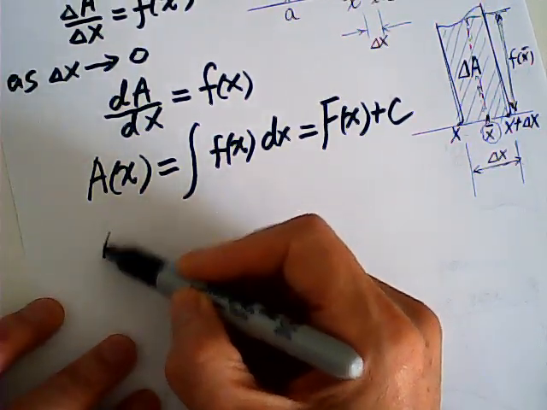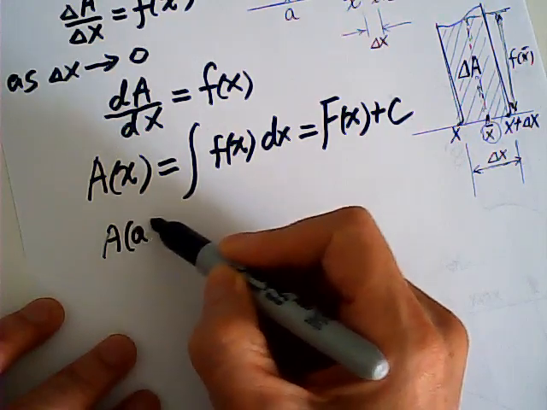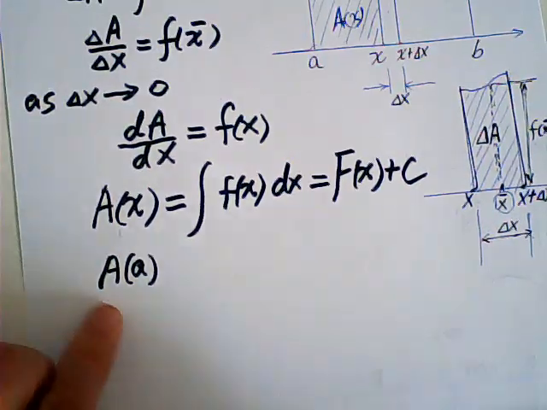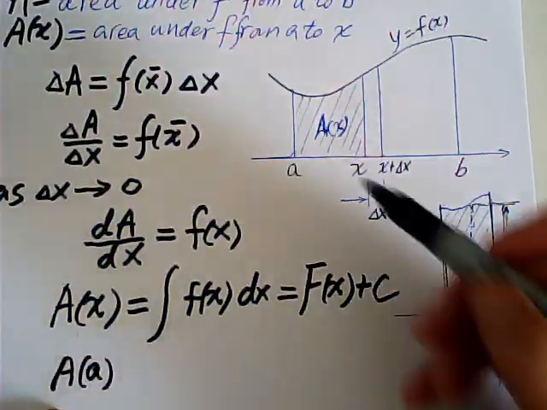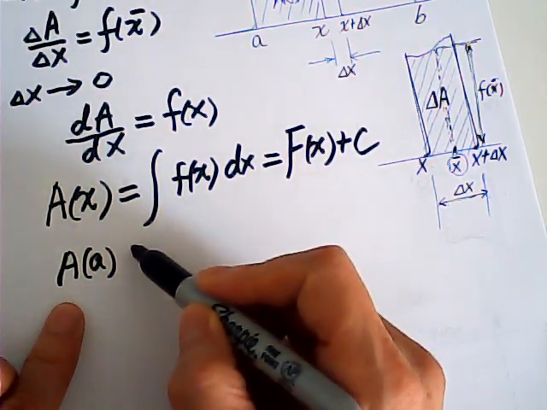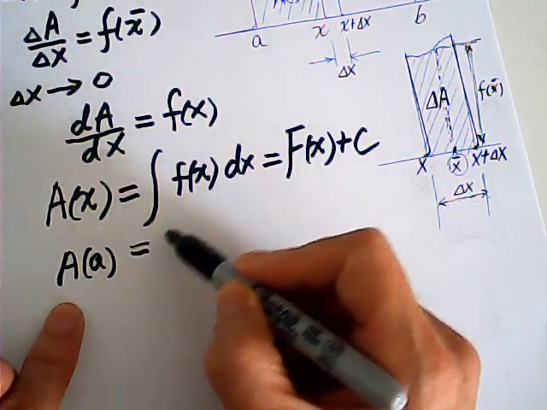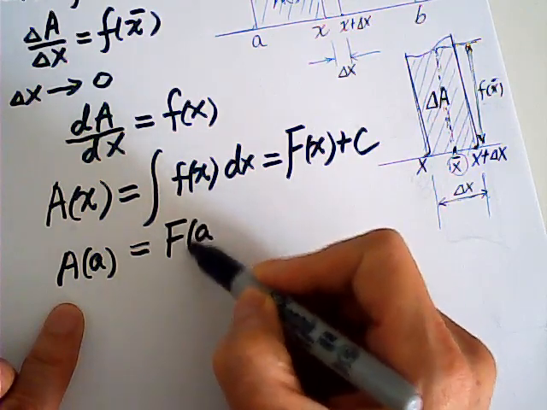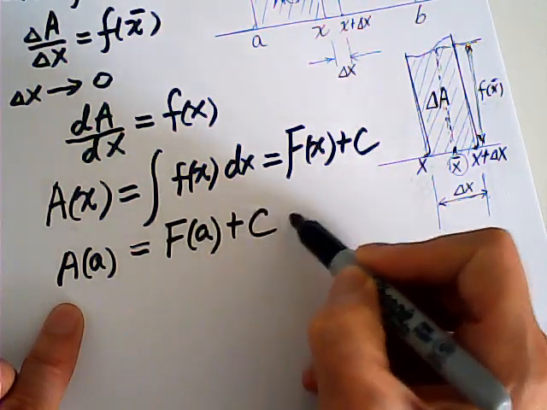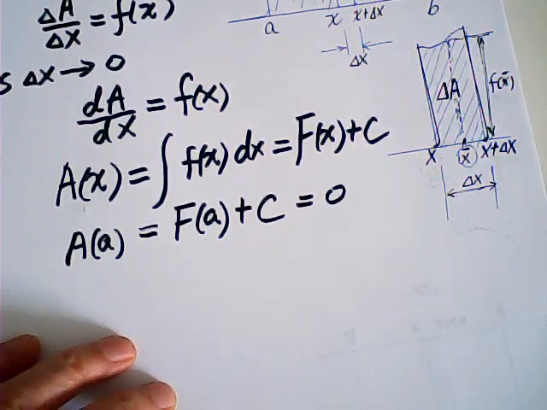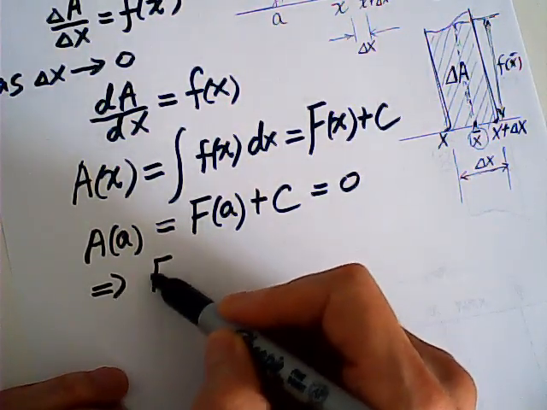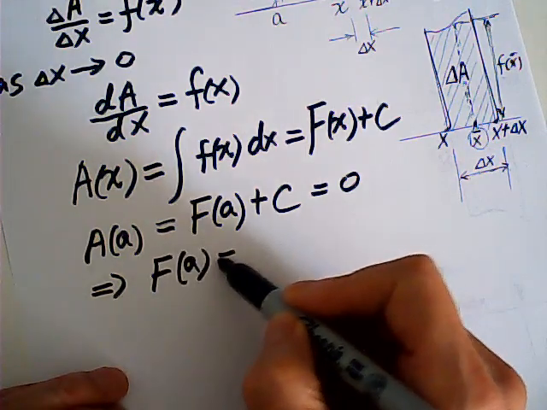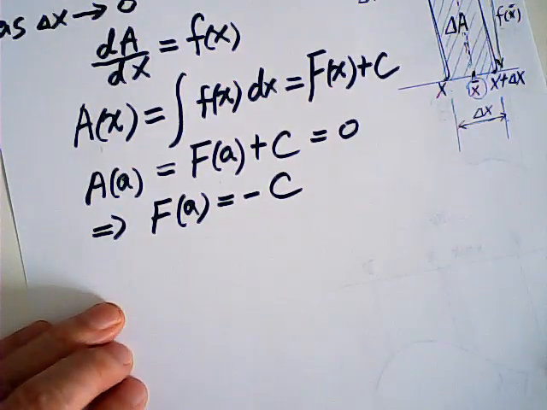Now then, A of a, the area under f from a to a. Of course, there's no area, right? The area is 0, which is equal to F of a plus c is equal to 0. So this means that F of a is negative c, right?